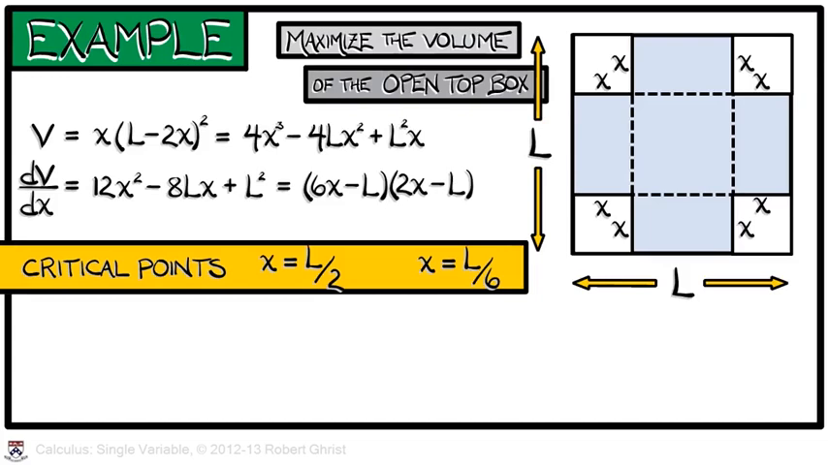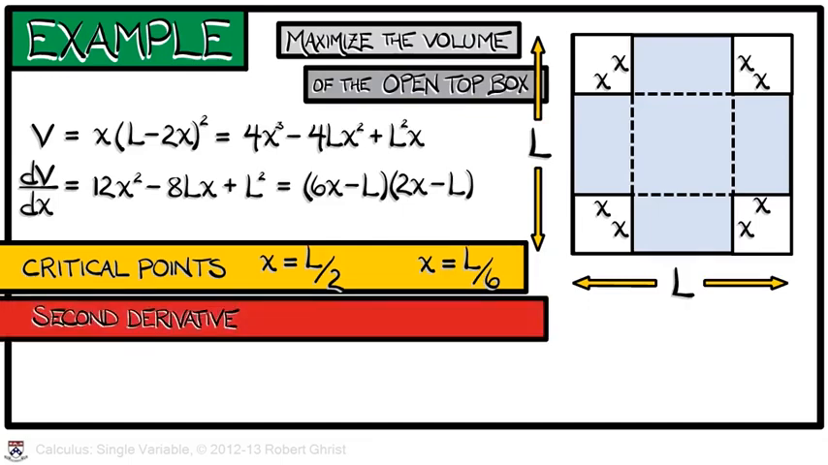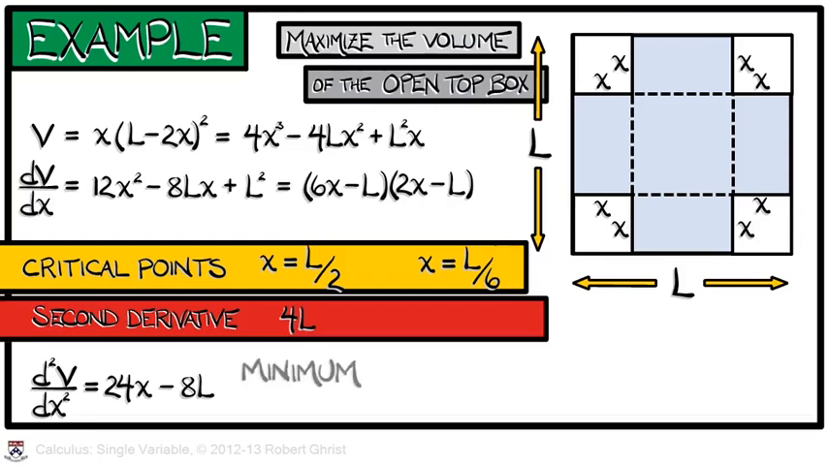Solving gives us two critical points, one at x equals L over 2, and the other at x equals L over 6. We must classify these as maxima or minima, or neither, as best we can. So we'll take the second derivative, which we can compute to be 24x minus 8L. Evaluating that second derivative at the critical points gives us what? At L over 2, it gives us 4L. That's a positive number, and that means that we have a minimum, or a local minimum, at that point.